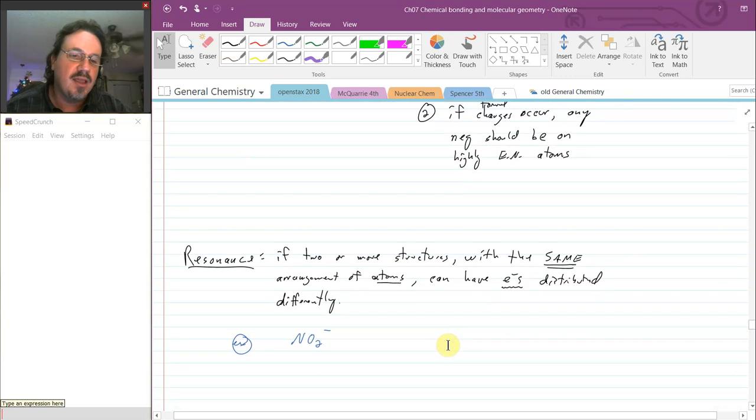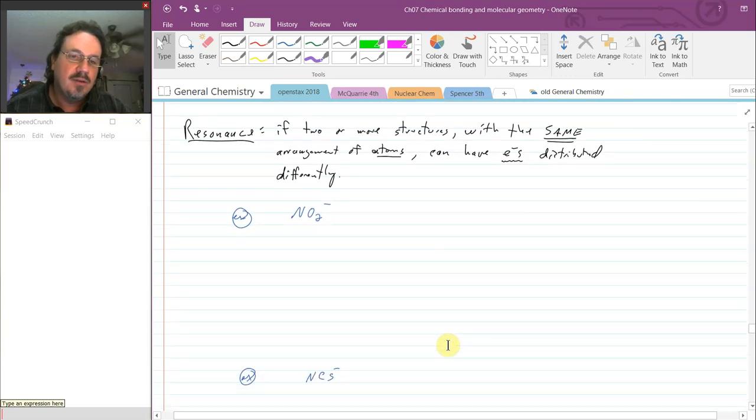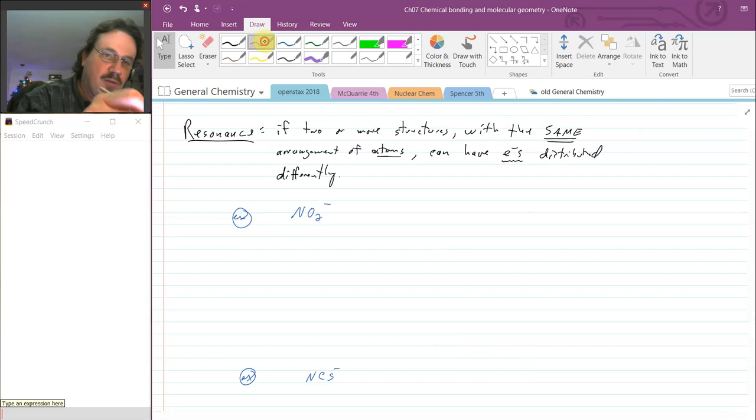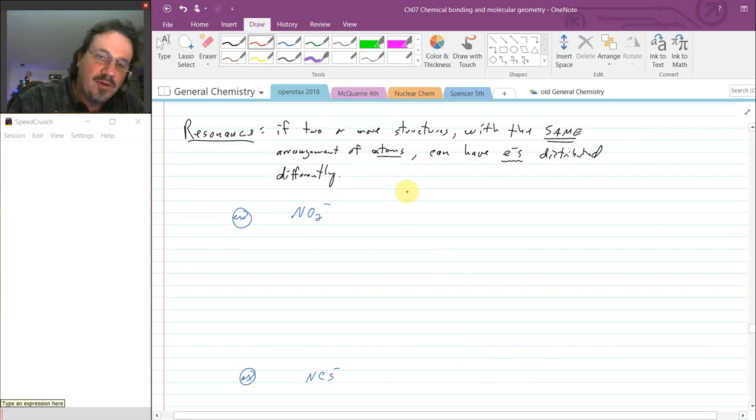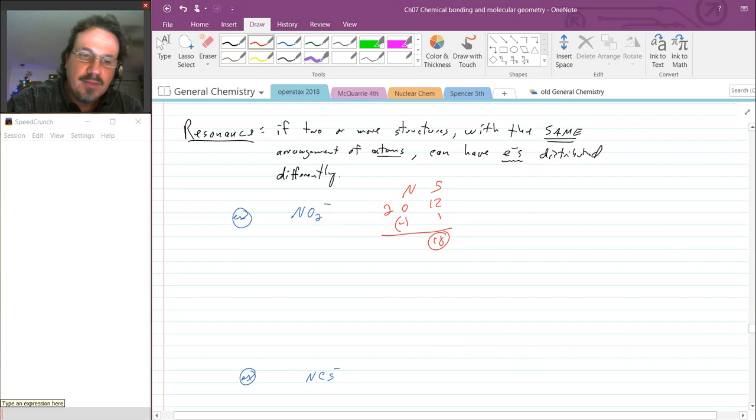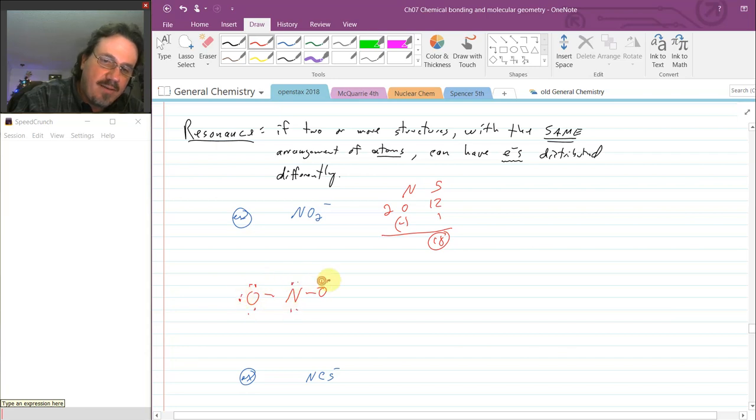All right, so let's try another one here, and this will get us to talking about resonance as well. NO2 -1. All right, nitrogen has 5. I got a couple oxygens, 6 each, 12. I got a negative charge. That's 1, 18. 18 of them. So nitrogen, set it up symmetrically. Give everything an octet. Looks like that.